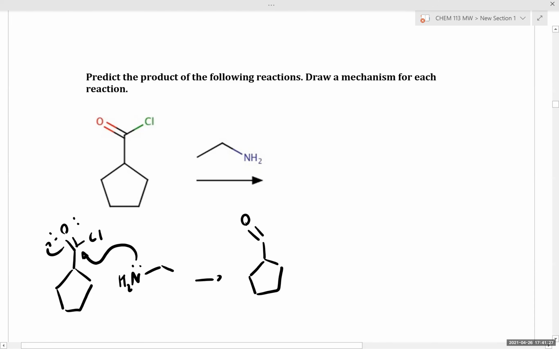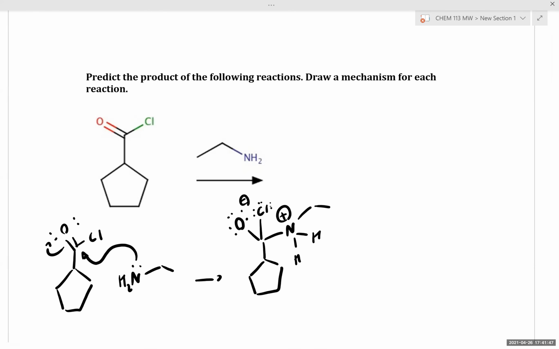From here, what's going to happen next? Oh, whoops, I skipped a step. So we have our tetrahedral intermediate. So what's going to happen next? Do we have a great leaving group that we can kick out? So we have this tetrahedral intermediate. What leaving group are we going to kick out?